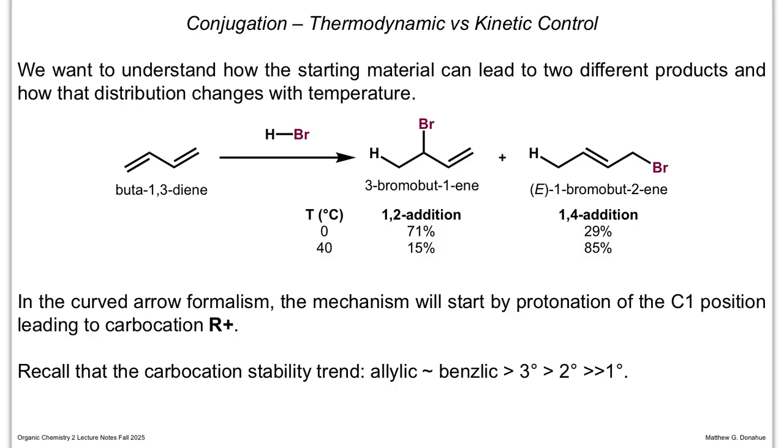So again, the formation of that carbocation is what dictates the two different paths the mechanism occurs. The carbocation stability trend is also important in evaluating that, but also the class of the product alkenes.